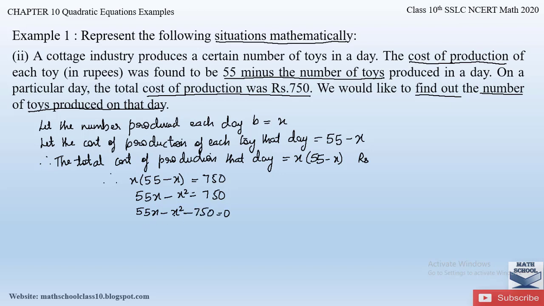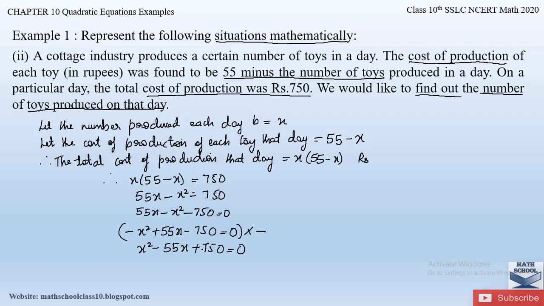Or if we write in the descending order of powers, x square will come first, so this is minus x square, then the x term, that is plus 55x minus 750 equal to 0. Let us multiply this whole equation by minus, to remove the minus sign from the first term. So minus into minus will be plus x square, then plus into minus will be minus 55x, again minus into minus will be plus 750 is equal to 0.